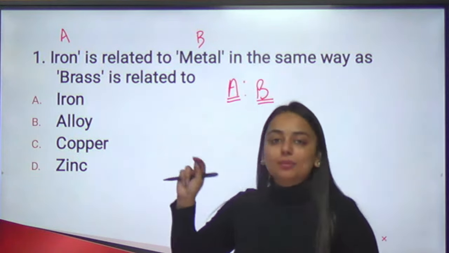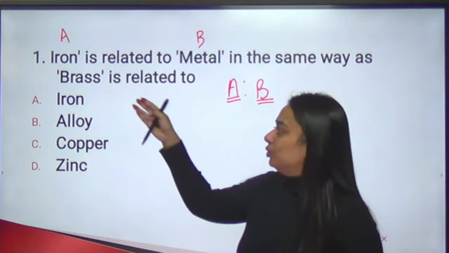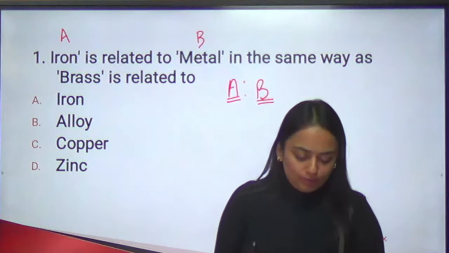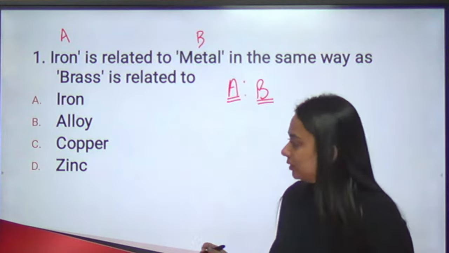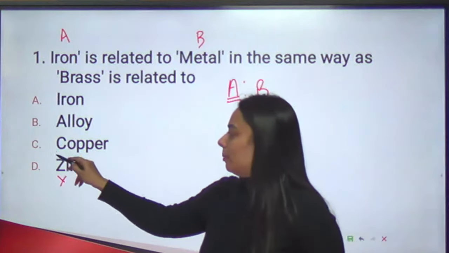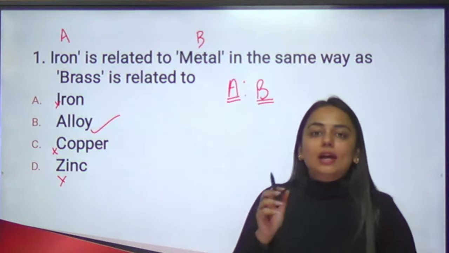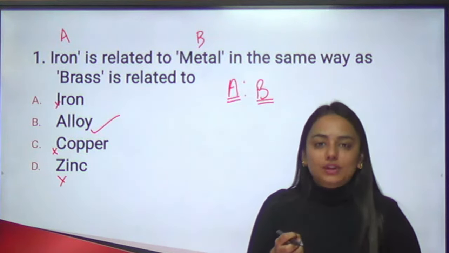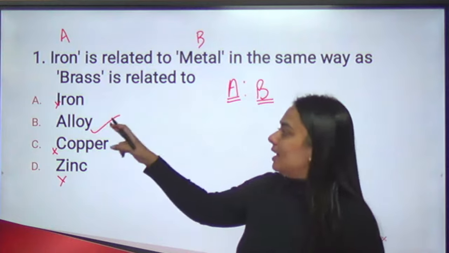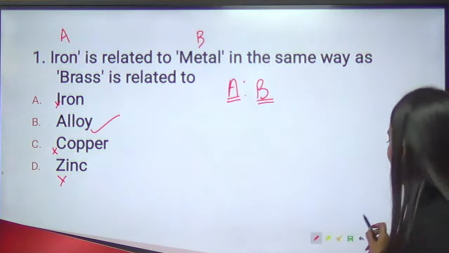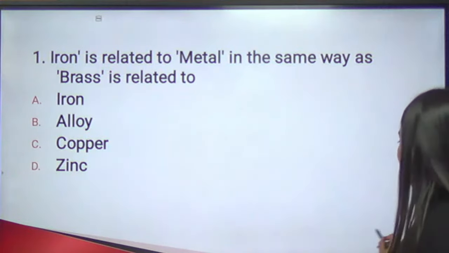जब आपको alloy का meaning अगर नहीं पता हो, but you know the rest of the words, you can easily do it by the elimination method, right? So zinc नहीं होगा, copper भी नहीं होगा, iron भी नहीं होगा. The only answer we are left with is alloy. Alloy is a mix of different elements. तो जो brass है वो एक तरह का alloy है. Let's see the next question now.